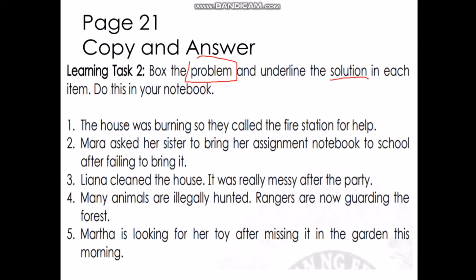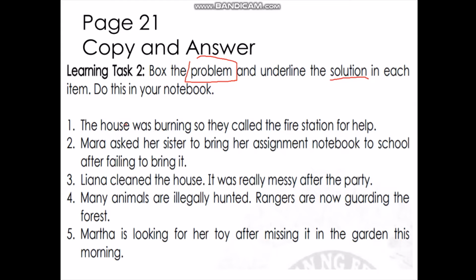Number 3, Liana cleaned the house. It was really messy after the party. Number 4, many animals are illegally hunted. Rangers are now guarding the forest. Number 5, Martha is looking for her toy after missing it in the garden this morning. So again, box the problem and underline the solution.